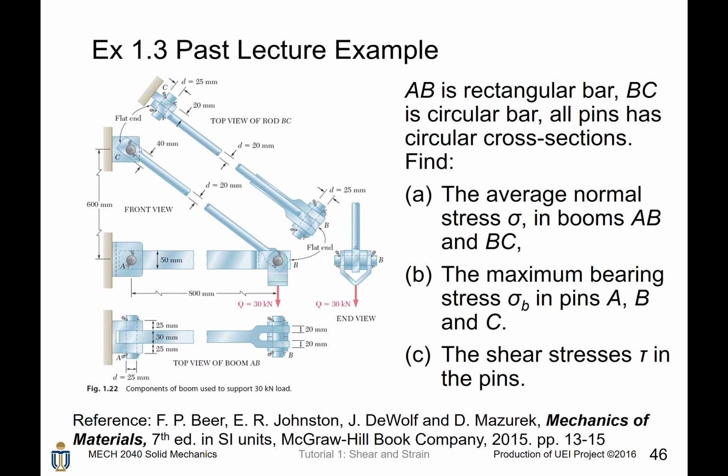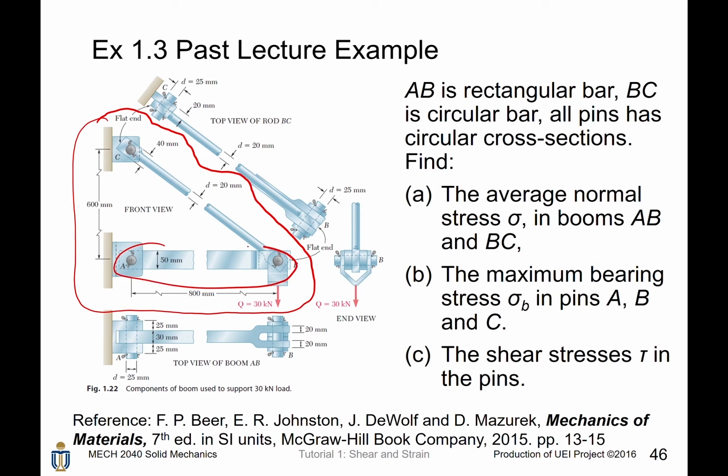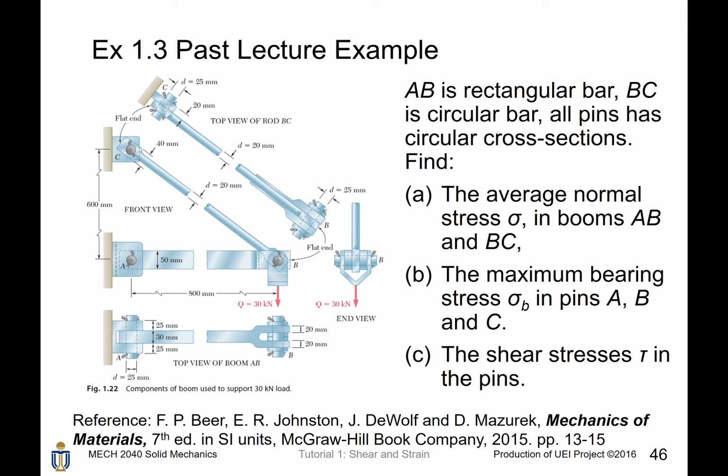Let's talk about an example which occurred in the lecture notes last year. Consider the following system. AB is a rectangular bar, while BC is a circular bar. All the 3 pins located here have circular cross sections. We are going to find several things. One is the average normal stress in the beams AB and BC, so we are interested in the average normal stress in those 2 beams.